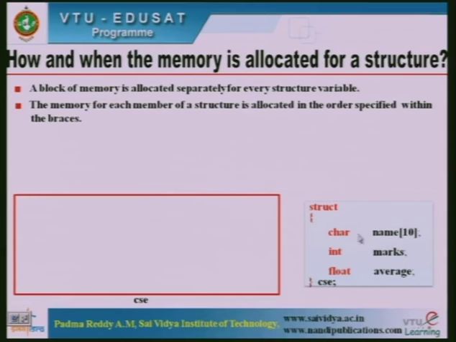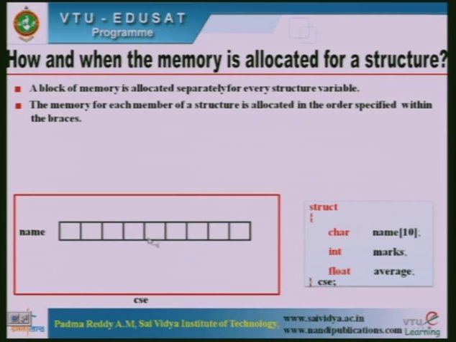So first memory has to be allocated for name, followed by marks, followed by what? Average. So here, what should I write? Name. How many bytes of memory is allocated? 10 bytes of memory will be allocated, starting from 0, 1, 2, 3, 4, 5, 6, 7, 8, 9 and so on. And then memory has to be reserved for what? Marks. How many bytes? 2 bytes, assuming integer takes 2 bytes.